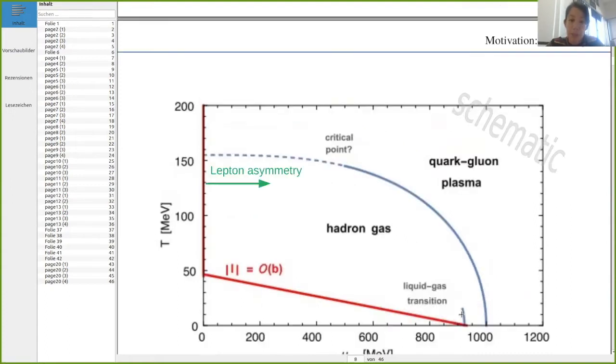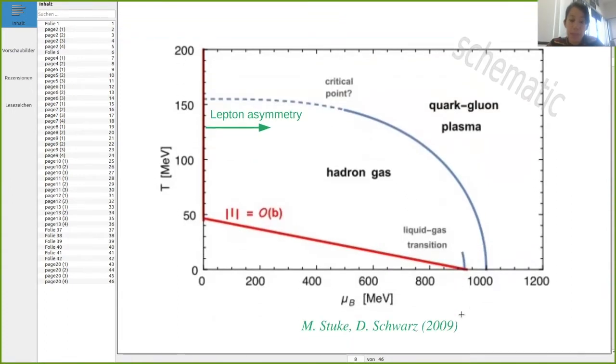But it has been shown in 2009 by Stuke and Schwarz that if you let the lepton asymmetry be larger than the baryon asymmetry, you would shift the cosmic trajectory towards larger values of the baryon asymmetry. So this is basically a spoiler already for the rest of the talk. This is exactly the mechanism that I will try to explain in a bit. Since this work in 2009, we have improved the method to calculate this cosmic trajectory quite a bit.